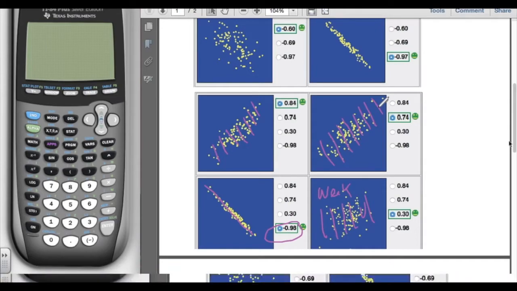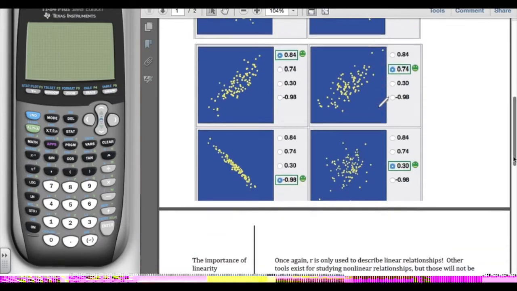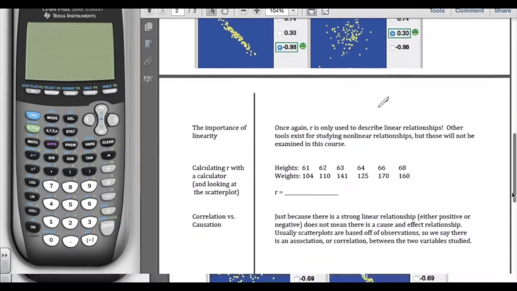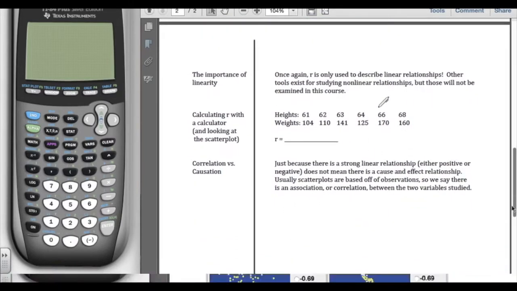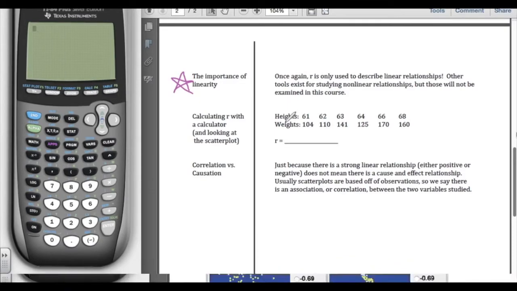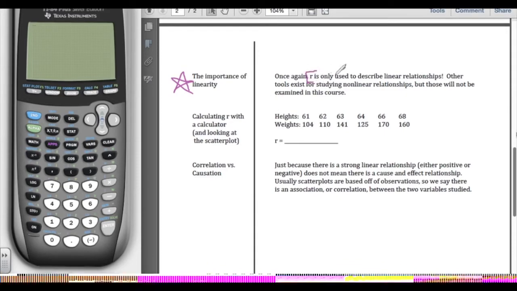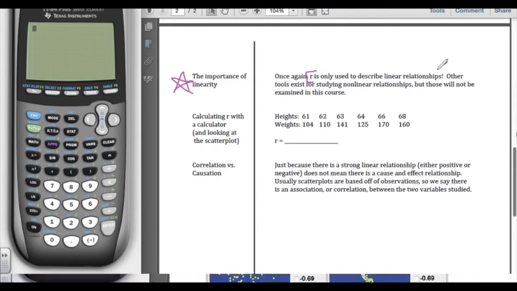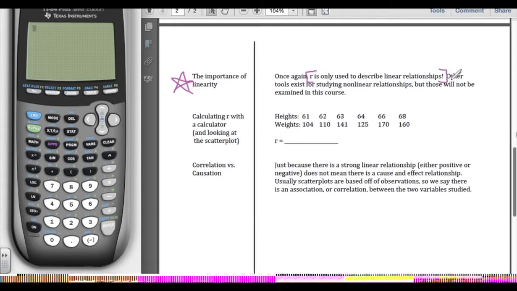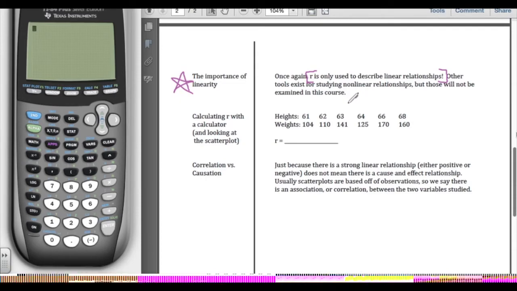The last thing I'm going to do in this video is look at how we can calculate R on our calculator. Before we get into the calculator part, once again, it's important to make sure you have a linear scatter plot. R is only used to describe linear relationships. Other tools exist for studying nonlinear relationships. We just don't cover those in this course.